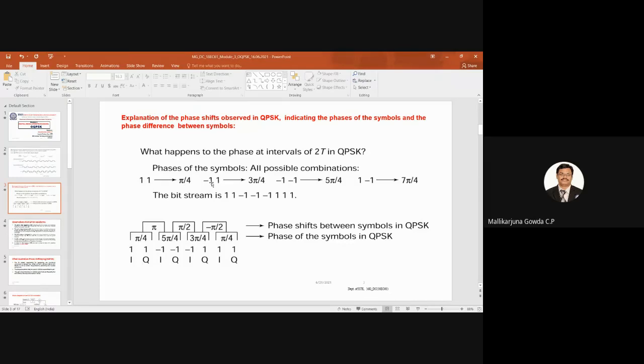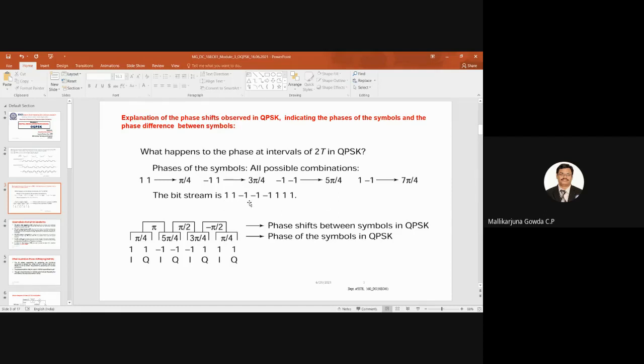For 1 0, the phase shift will be 3 pi by 4. And for 0 0, I said it's 5 pi by 4. And for 0 1, the phase shift will be 7 pi by 4. Is that fine? So here, this is the bit stream which is taken.